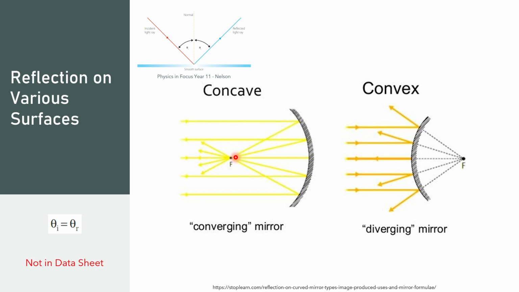The opposite of this phenomenon is to have a convex shaped surface. So the curve essentially is going in the opposite direction. And what this will do is scatter the light out into all different directions. We call this a diverging mirror. Now, both of these different shaped reflective surfaces have their own applications, and this is something that we'll discuss in a little bit more detail in class.